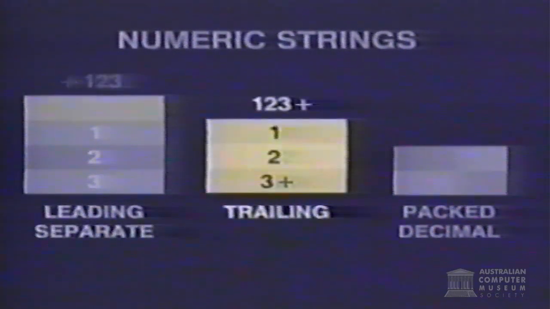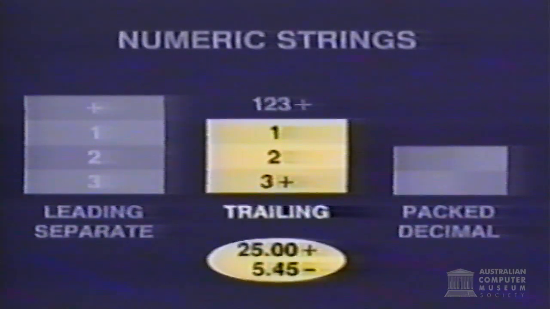The trailing numeric string also handles signed numbers. However, the sign is not separate, but is embedded with the last number. The last byte stores both a sign and a number. Because the sign doesn't need a byte of its own, this data type requires 1 less byte of storage. A typical use for the trailing numeric string is in commercial applications where a number is entered first and the sign is indicated afterwards, such as accounting debits and credits.